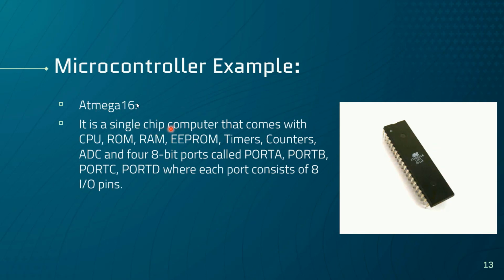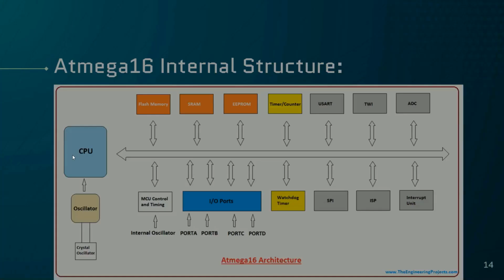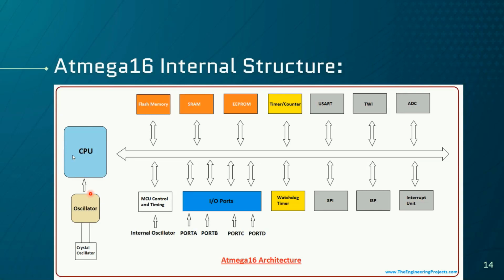This is a single chip computer that comes with a CPU, a microprocessor, a ROM that handles the instructions and a bunch of other functionalities, RAM, a different type of memory, EEPROM, a different type of memory, timers, counters, ADCs, and 4 ports that are the input-output ports that we've talked about. They are port A, port B, port C and port D, where each port consists of 8 input-output pins.